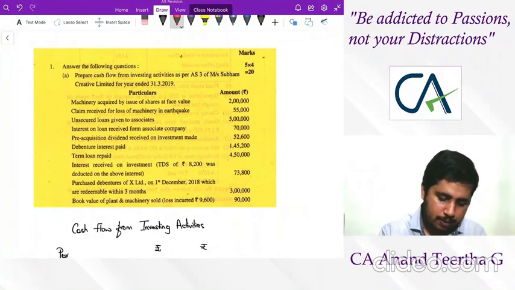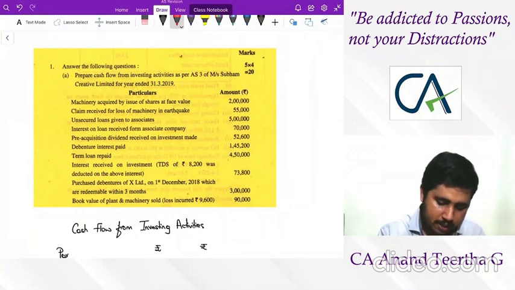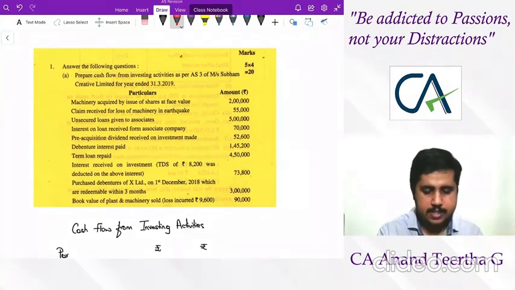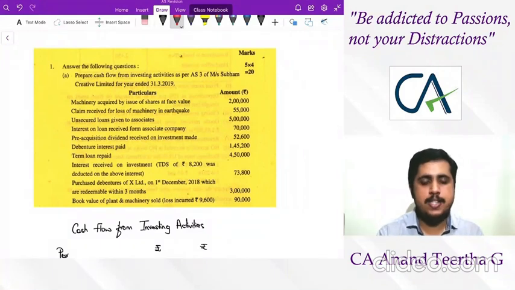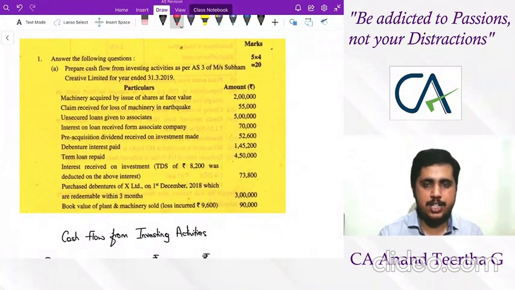Interest on loan received from associate company. Pre-acquisition dividend received on investment made. Debenture interest paid. Term loan repaid. Interest received on investment, TDS of 8,200 was deducted on the above interest. Purchased debentures of X Limited on 1st December 18 which are redeemable within 3 months. Book value of plant and machinery sold, loss incurred 9,600. So this is the question we have here, and accordingly we have to see how the calculation will be done.